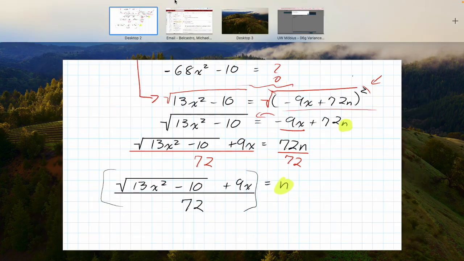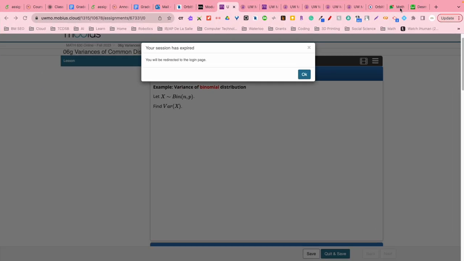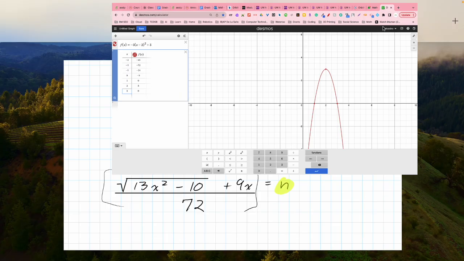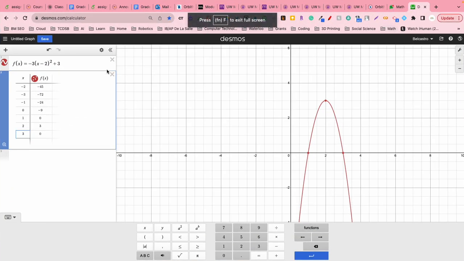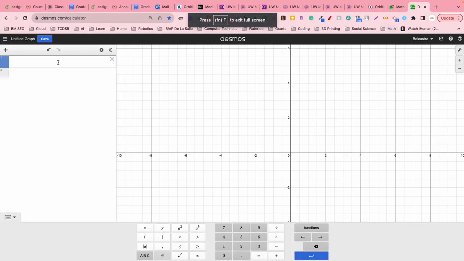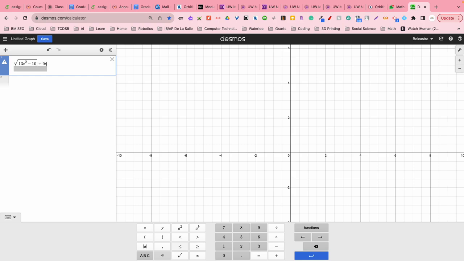Let's see, do I have Desmos up? I've got a Desmos here. Here we go. Let's move it over. Get rid of these two. I'm going to put that in. So we're going to put the square root, divided by. Nope, that's not what I want. It's got to start with divided by. And then I get a square root. There we go. 13x squared minus 10. So that's all in the bracket. Plus 9x, all divided by 72.